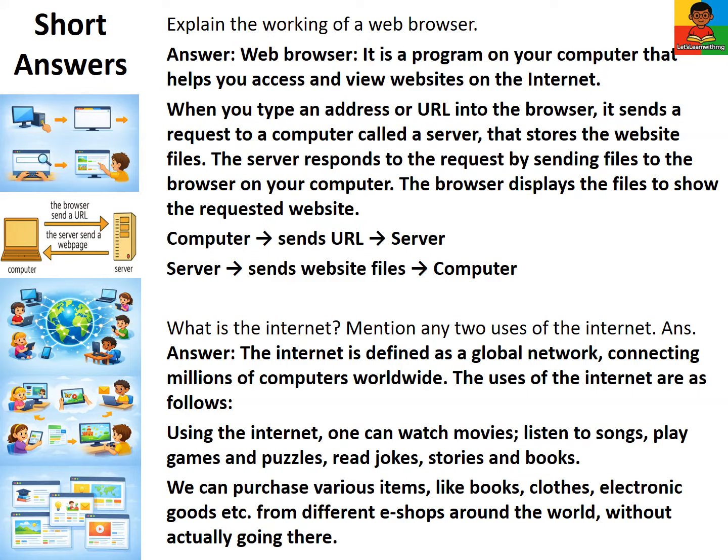What is the internet? Mention any 2 uses of the internet. Answer: The internet is a global network connecting millions of computers worldwide. Two uses are watching movies, listening to songs, playing games and puzzles, reading jokes, stories, and books, and purchasing various items from e-shops around the world.